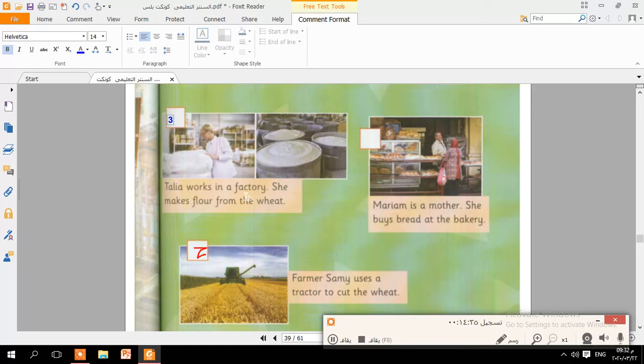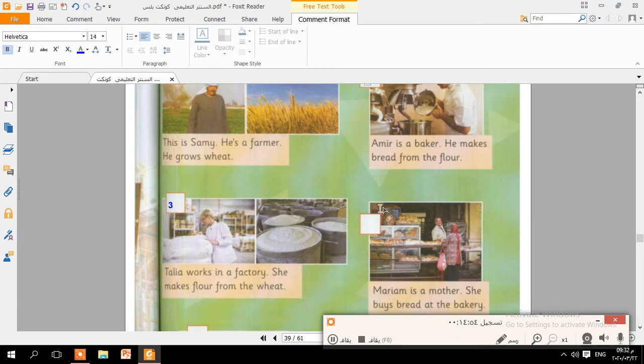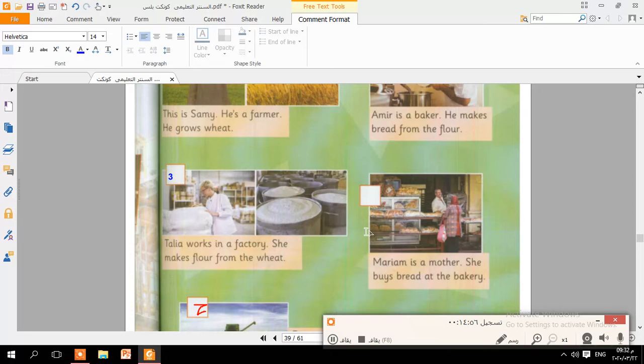Okay. What's the next sentence? Good. Amir is the baker. He makes bread from the flour. So we will write number 4. And the last sentence is Maryam is a mother. She buys bread at the bakery. So this is number 5.